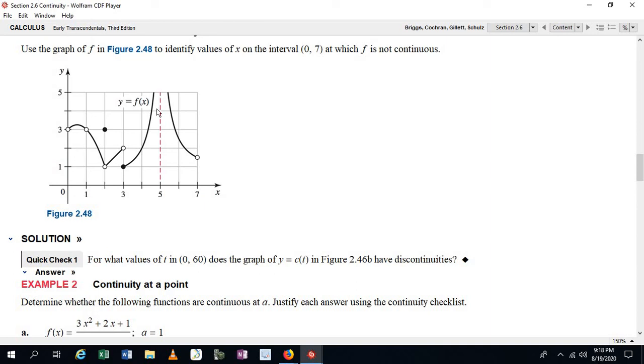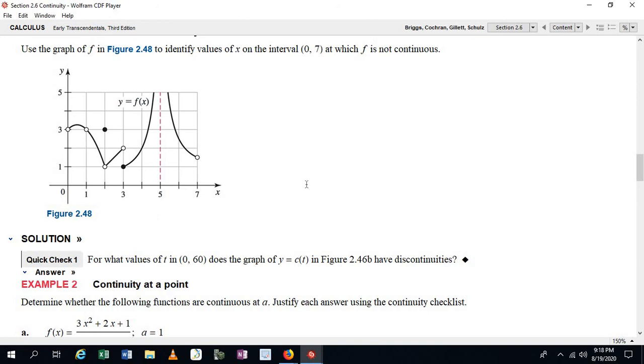Okay, what about at 5? There's a discontinuity at 5, but why? Well, let's see. What's f evaluated at 5? Well, it doesn't exist, right? There's no ordered pair at x equals 5. There's actually an asymptote here, but there's no ordered pair here. And so the first condition is not being satisfied.